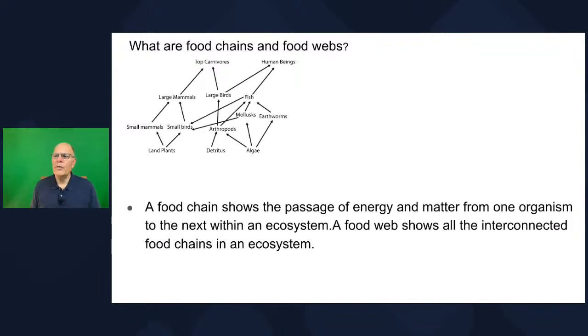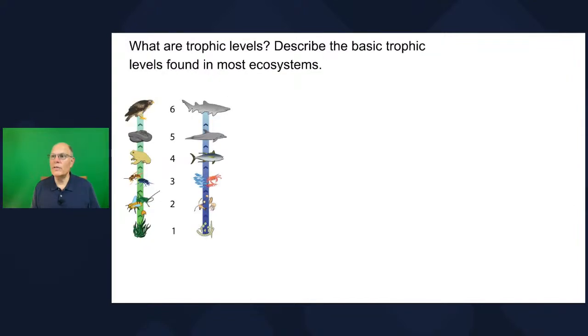What's a food chain? A food chain shows the passage of energy and matter from one organism to the next within an ecosystem. A food web shows all the interconnected food chains. So here's a food chain: land plants to small mammals to large mammals to top carnivores. But when you put all of the food chains in an ecosystem together, that's when you have a food web. And this is a fundamental ecological concept. This is how energy flow is structured through ecosystems, through food webs.